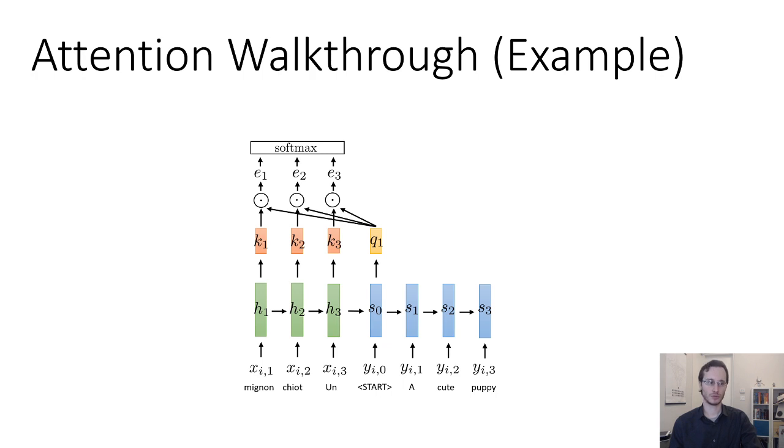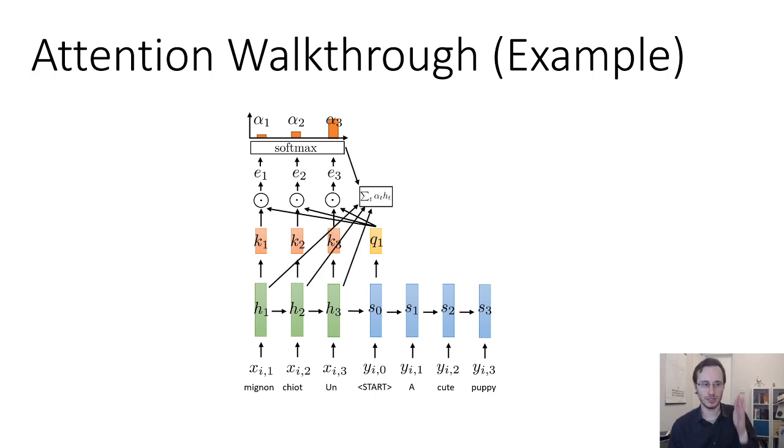Then we pass them through a softmax. That just ensures that they're all positive and sum to 1, and that results in alpha 1, alpha 2, and alpha 3. And maybe alpha 3 is largest for the third time step. Then we take these alphas and all the input hidden states, H1, H2, and H3, and construct a weighted combination of the H's weighted by the alphas. That gives us a single vector of length equal to the H's.